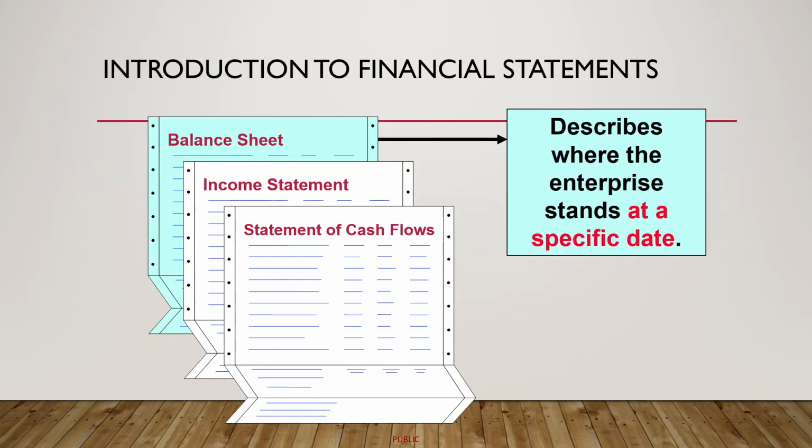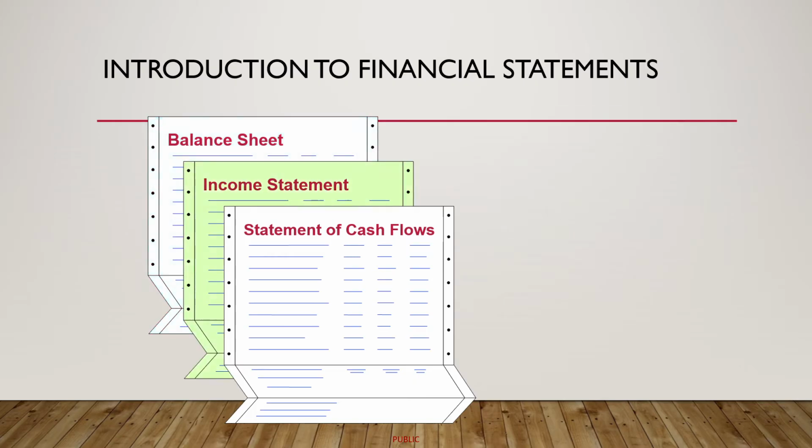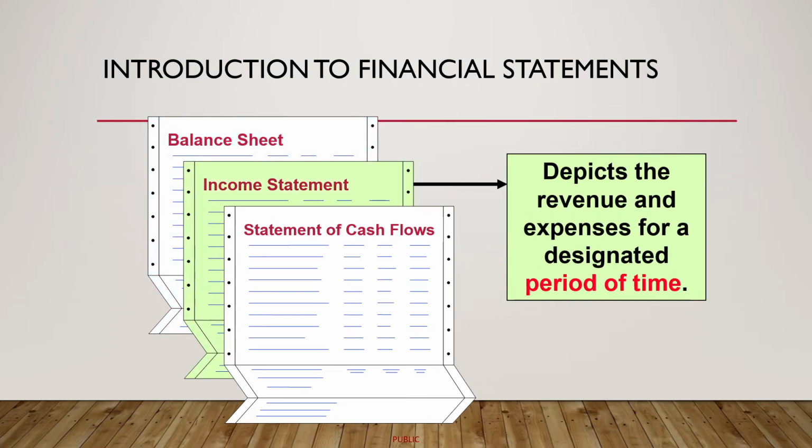The balance sheet describes where the enterprise stands at a specific date, that is, what your company is at present. Then the income statement tells you about the revenue and expenses for a designated period of time.